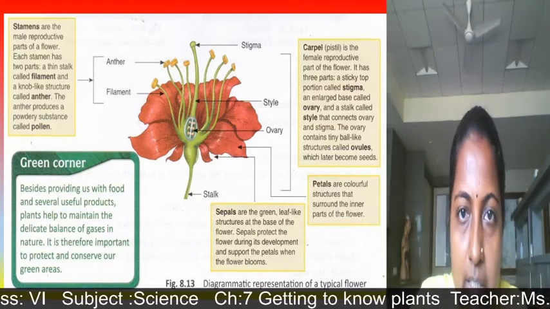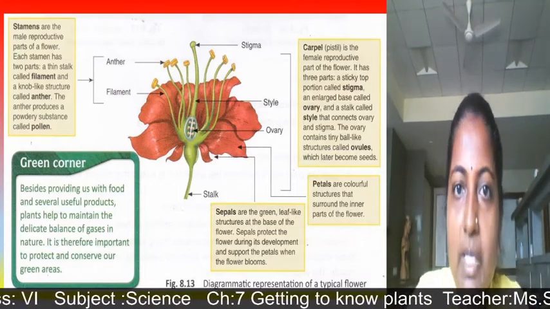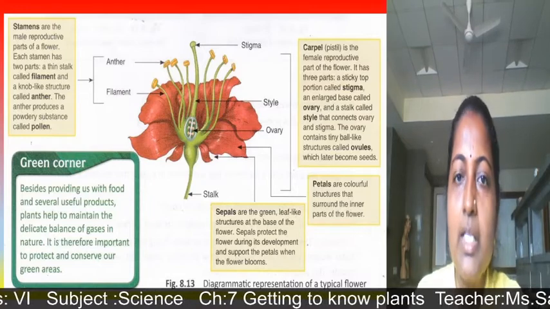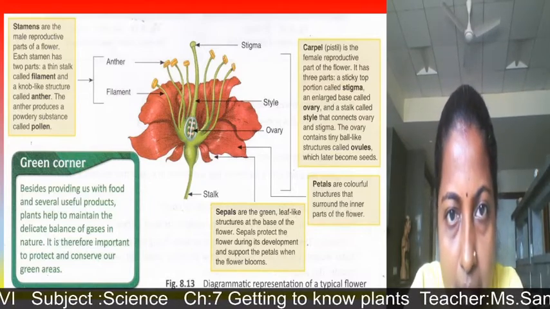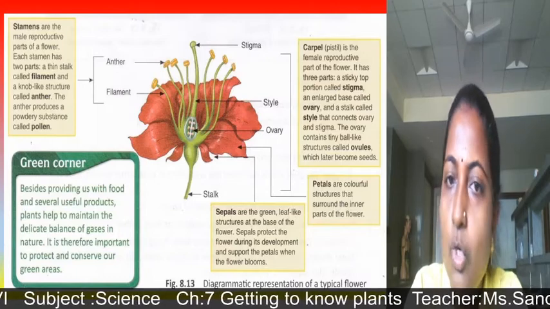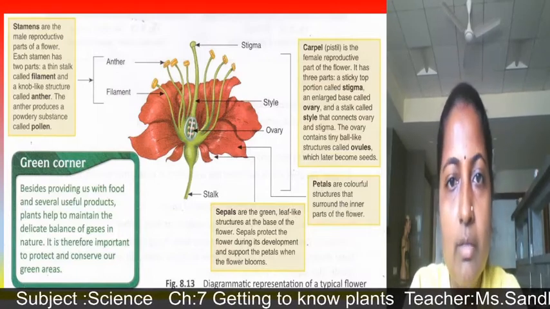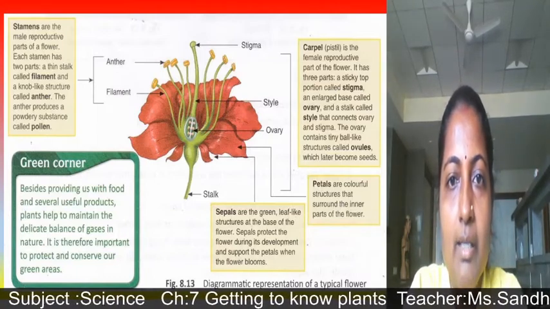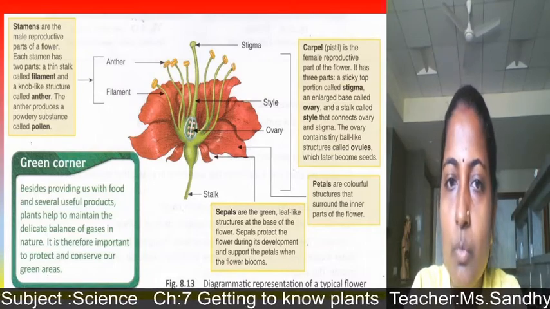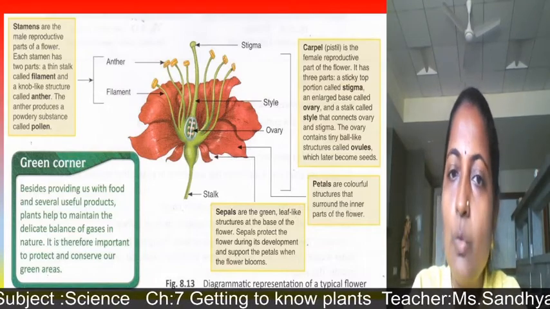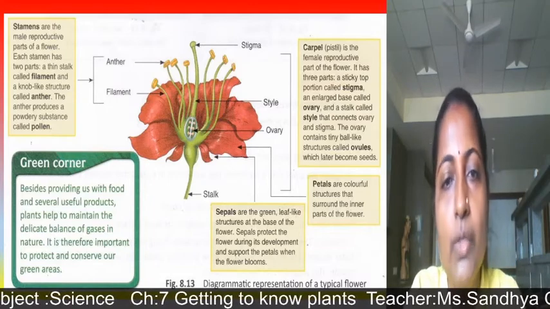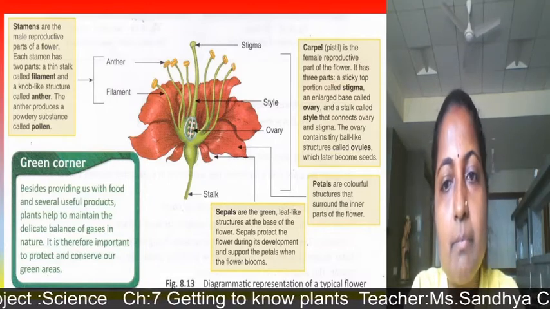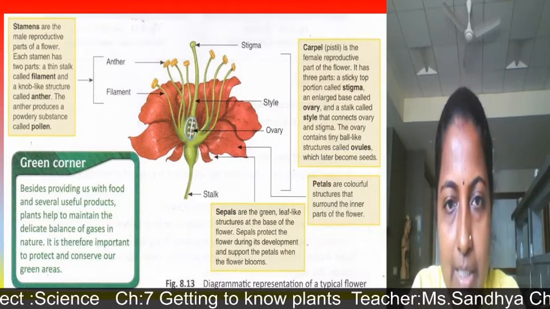Then carpels, it is called pistil also. It is the female reproductive part of a flower, and it has three parts. A sticky top portion called stigma, an enlarged base called ovary, and a stalk called style that connects the ovary and stigma. The ovary contains tiny ball-like structures called ovules, which later become the seeds after fertilization.